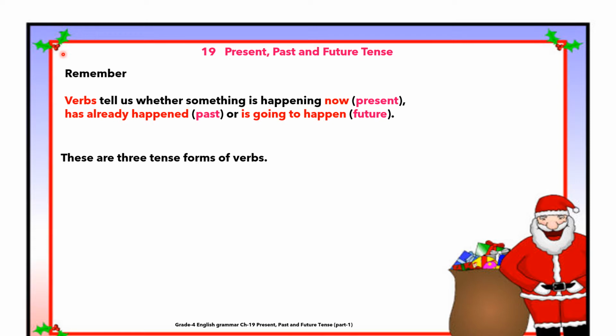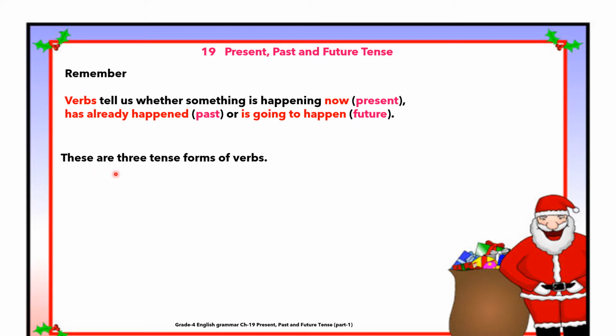Now remember this thing, children, that verbs tell us whether something is happening now, has already happened, or is going to happen. Means the action which is happening now, that is present tense, and the action which has already happened, that is past tense, and the action which is going to happen, that is called future tense.